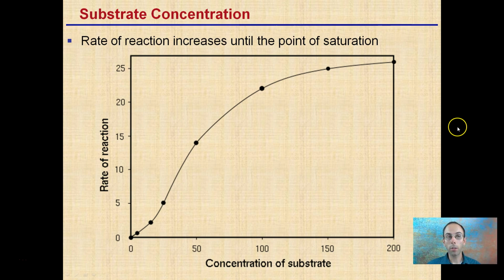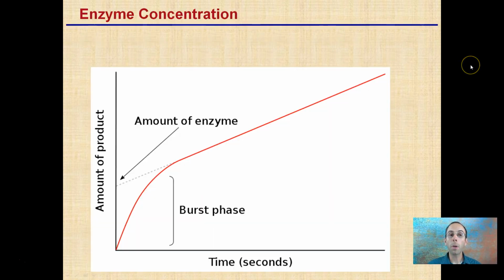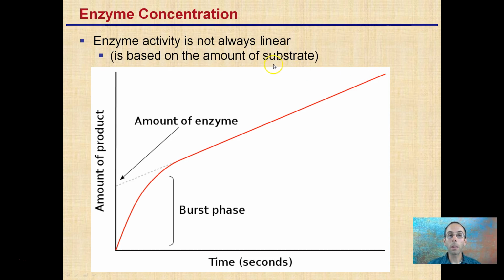Now, substrate concentration. The rate of reaction increases until the point of saturation. So remember our substrate and our products, we're increasing our substrate, therefore we're increasing our rate of reaction to a certain point. Here it kind of plateaus or peaks out, will level off at this rate here. We also have the amount of enzyme concentration. So enzyme activity is not always linear. It's based on the amount of substrate. So here we have the time in seconds, the amount of product being produced. We have a burst phase here, and the amount of enzyme located here. So the concentration of the enzyme can also impact the rate that products are produced.